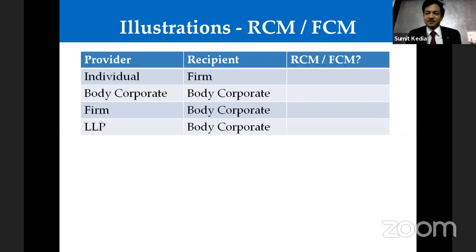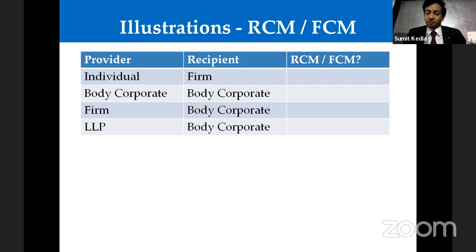So I said, please be careful. The supplier should not be a body corporate, satisfied. Recipient should be a body corporate, failed. So RCM will not apply. So in the first example, FCM will be applicable. The supplier only should charge GST, provided other conditions like turnover and all those criteria are satisfied. Here we are only discussing whether FCM or RCM.